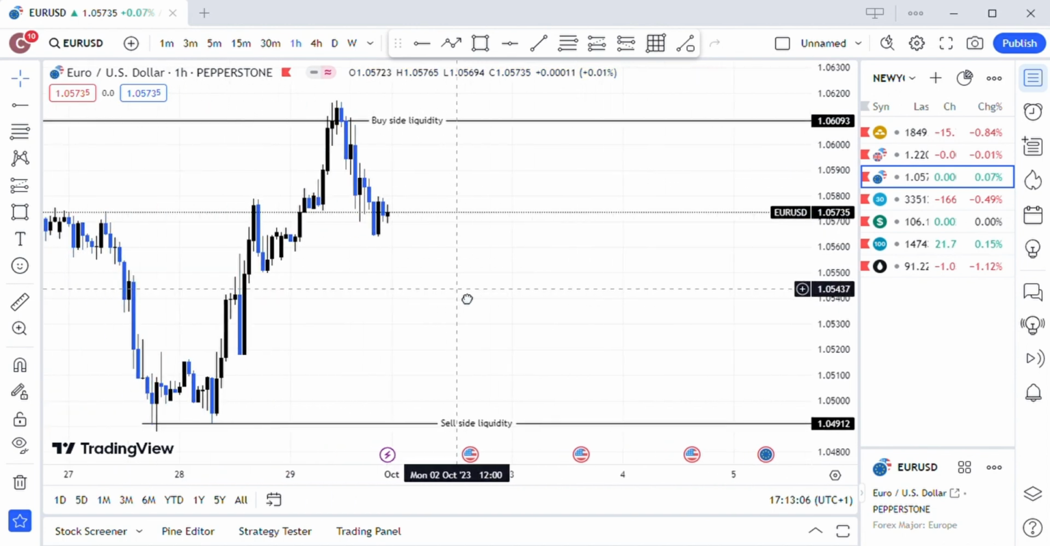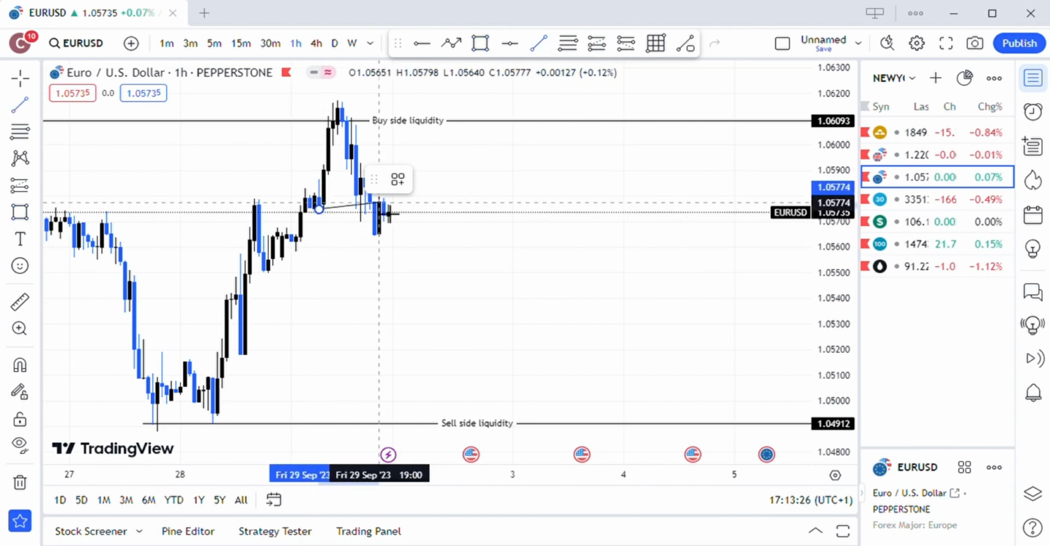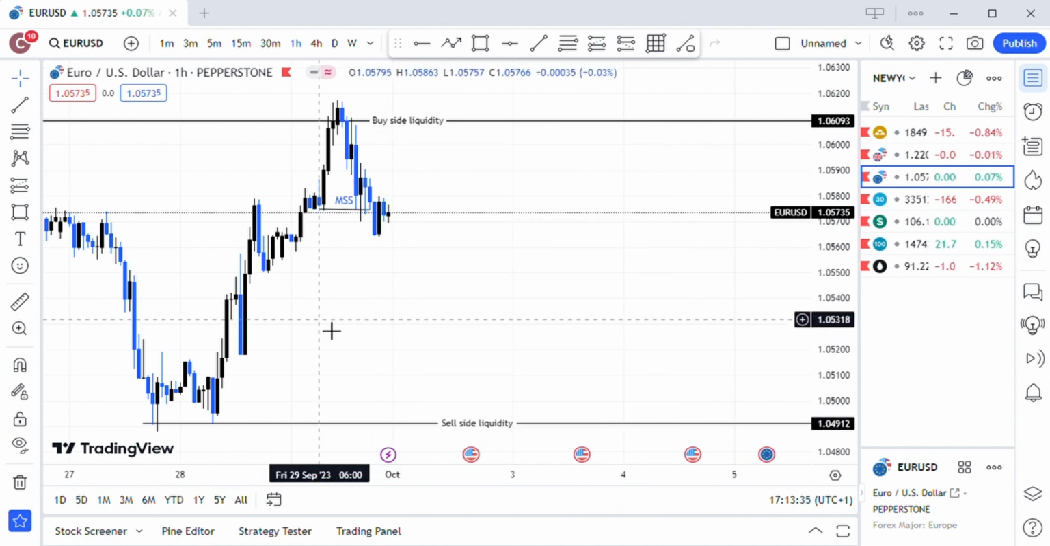But there's another block formed. The other block here is this candlestick here, that caused, after this black candlestick, after this blue one, this momentum candlestick, which caused a market structure shift. Let's identify the market structure shift. So here, market structure shift. So this zone is a market structure shift.